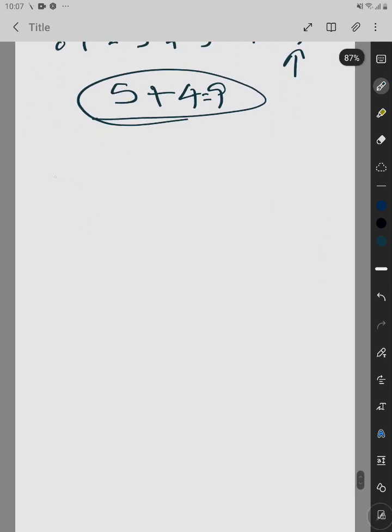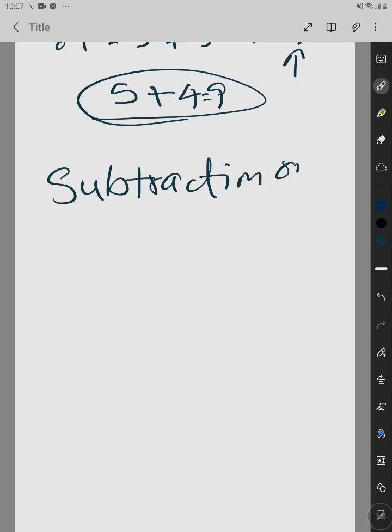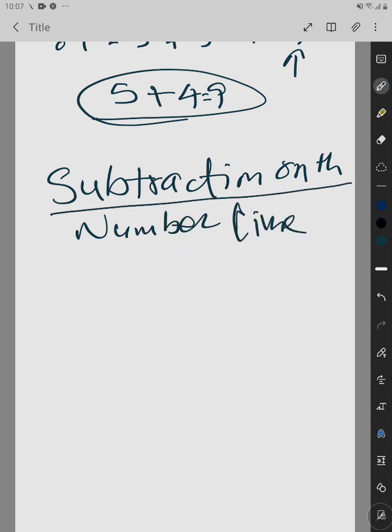Now we have come to subtraction on the number line. This is the same concept, but here we need to come back. In addition we were going to the right side, meaning we were finding +1 of each number, and here since we are subtracting, we have to come left, meaning in a decreasing trend.